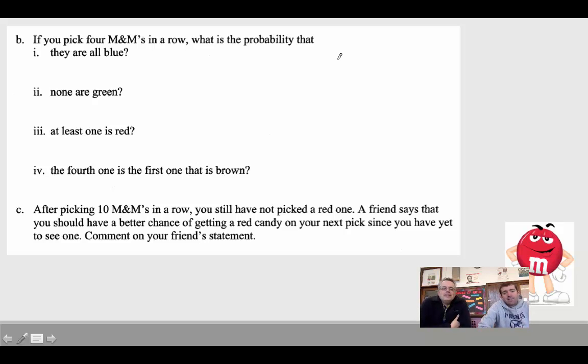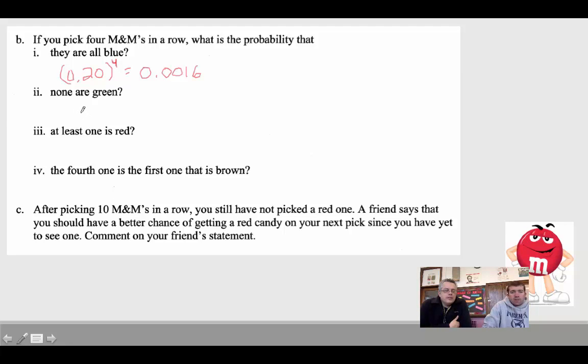Okay, this is using the same setup. If you pick 4 M&Ms in a row, what is the probability that they are all blue? I think blue was 20%, wasn't it? I believe so. So 0.2, and we want that to the 4th, which is 0.0016, or 0.16%.